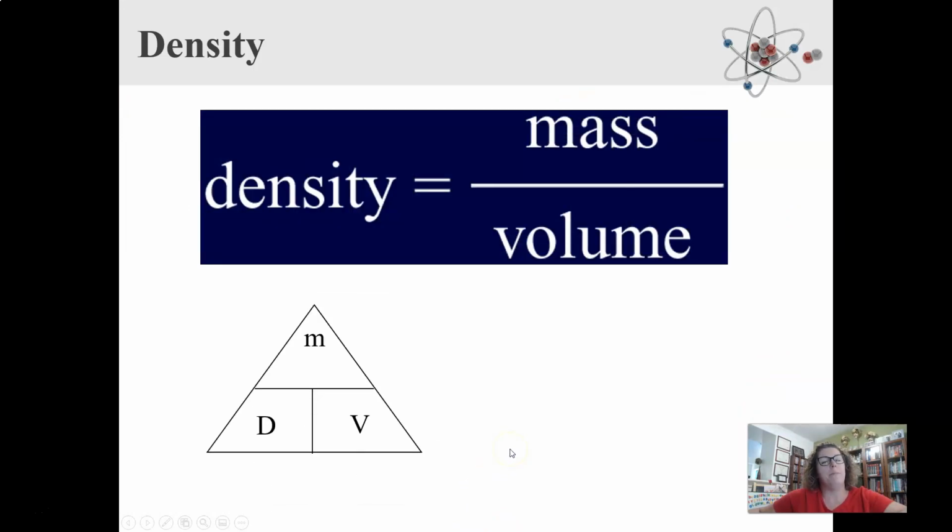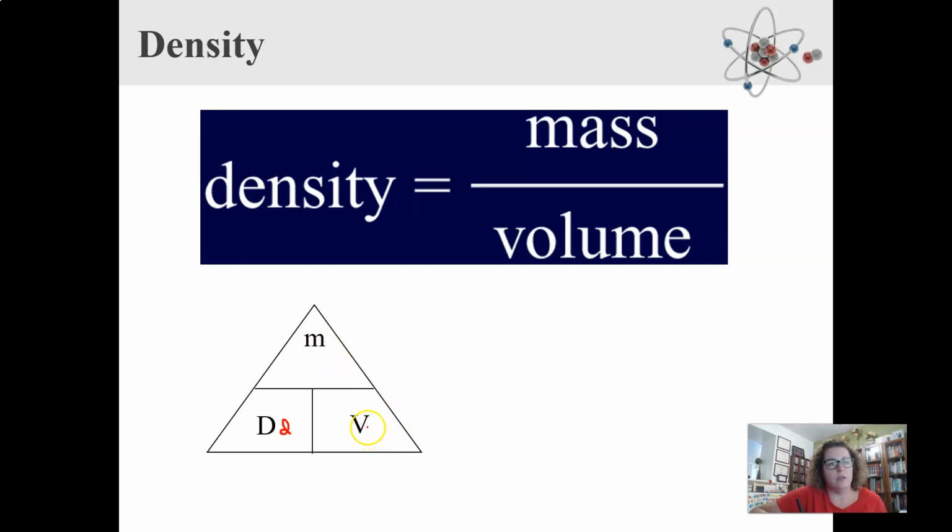I put this in here because I like to help my students in the beginning with rearranging equations. And you can use this for any equation that has 3 variables. And what I mean by 3 variables is I have density, and like I said, I usually see density as a little d. I have mass and I have volume.